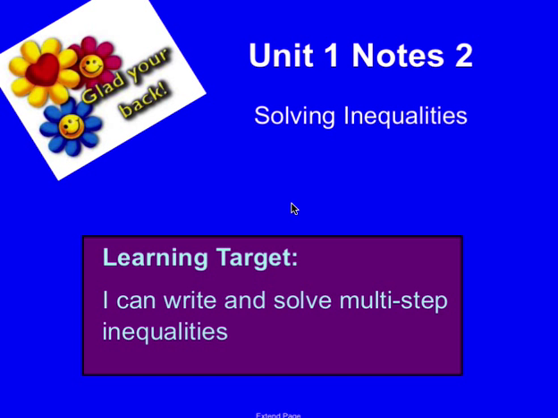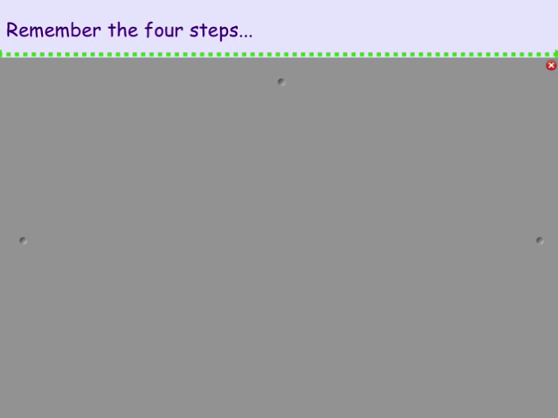Today we're going to be talking about writing and solving multi-step inequalities. So let's go ahead and take a look at what that should look like. Remember these 4 steps.